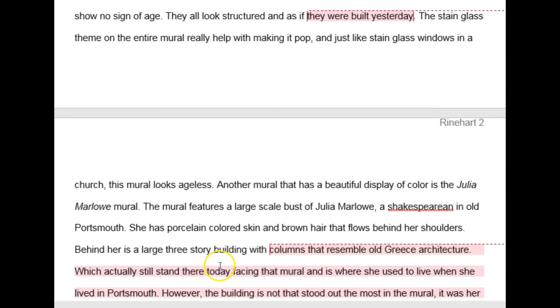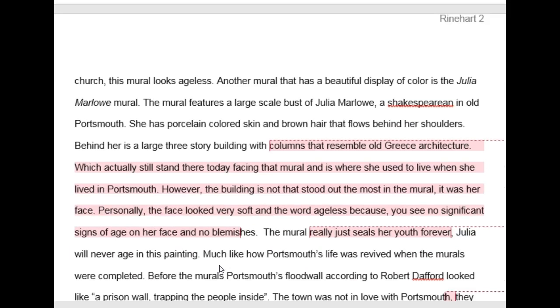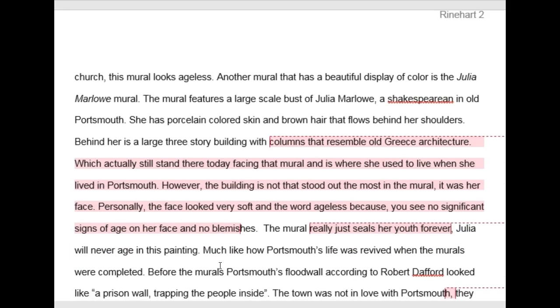Where things got a little off the rails for me was when we were in the Marlowe part of the paragraph. There wasn't that much. There's a little bit of discussion of color, but there's a lot of things here that are not about color. And so I had a hard time understanding how all these ideas were related to each other.